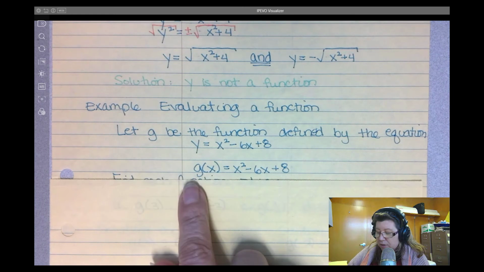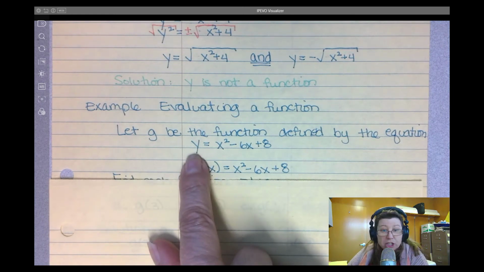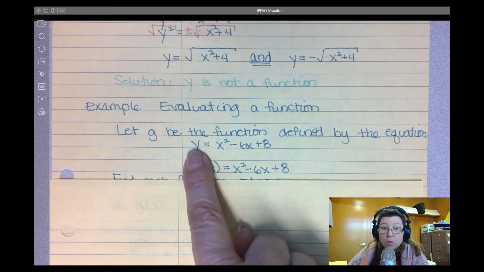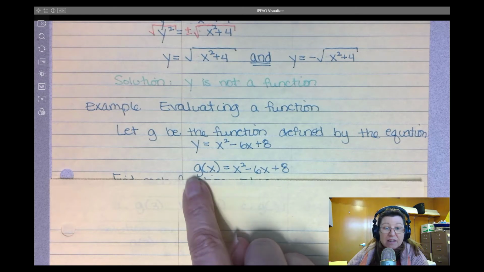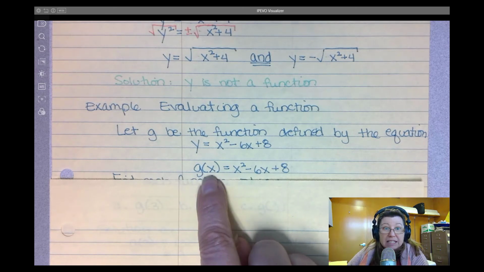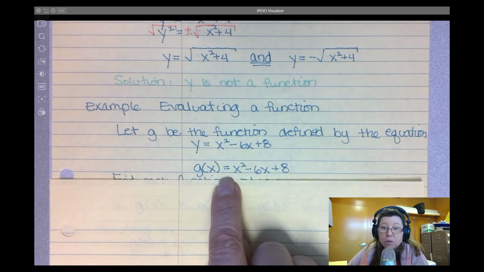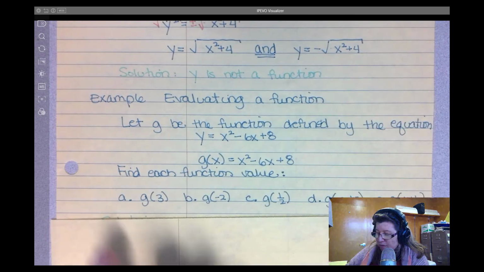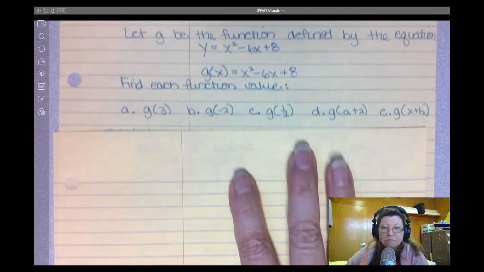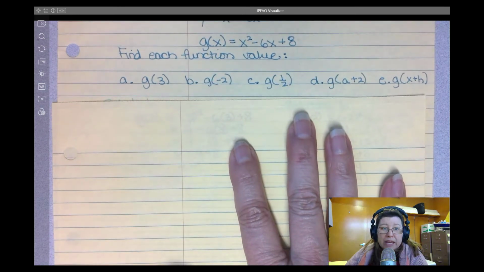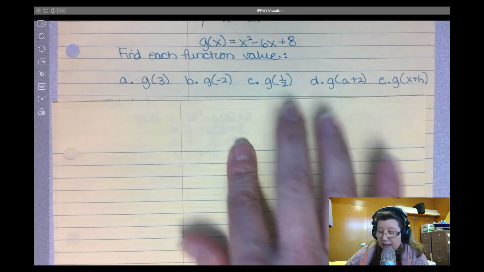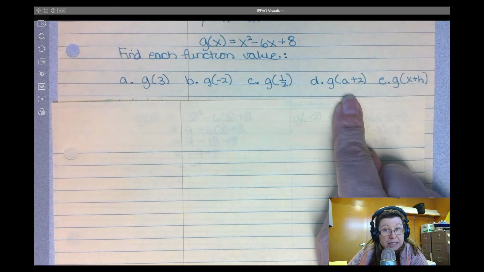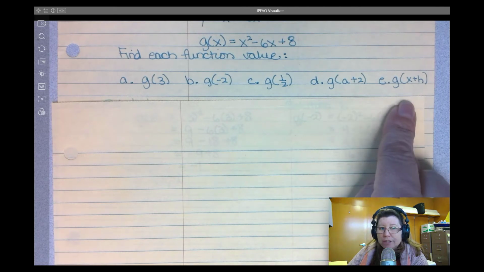Okay. For example, let's now say g is the function, and it's defined by the equation y equals x squared minus 6x plus 8. Where the y is, I'm going to replace it with g of x, the function g of the dependent variable x. So g of x equals x squared minus 6x plus 8. And we're going to do some calculations. We've got 5 calculations we need to do. The first one, we're going to evaluate g of 3, then g of negative 2, g of 1/2, g of a plus 2, and g of x plus h.